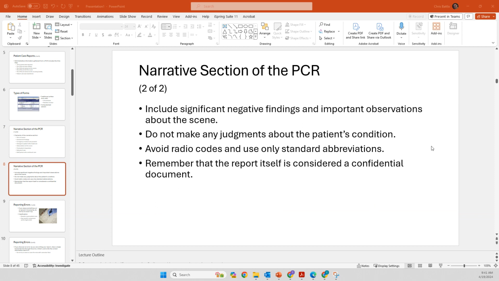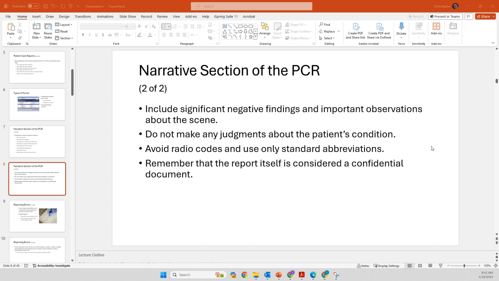Include significant negative findings and important observations about the scene. All right? What do we mean by a negative finding? Anything you did not find, it should be there. Don't make any judgment about the patient. Do not document that the patient was drunk. You can document that the patient stated they had 13 beers, or you can document that the patient appeared to be, or things of that nature, but you cannot out and out say somebody is intoxicated, things of that nature.